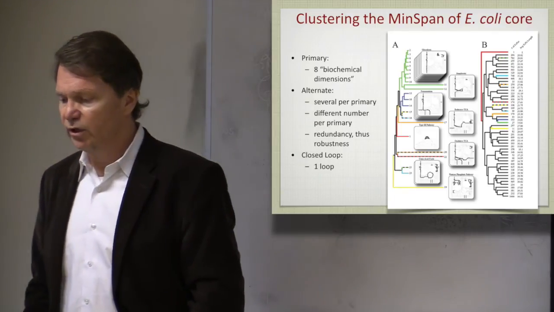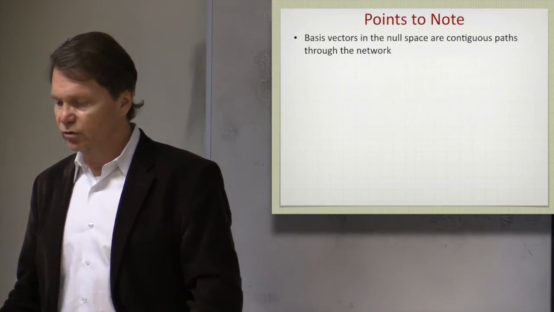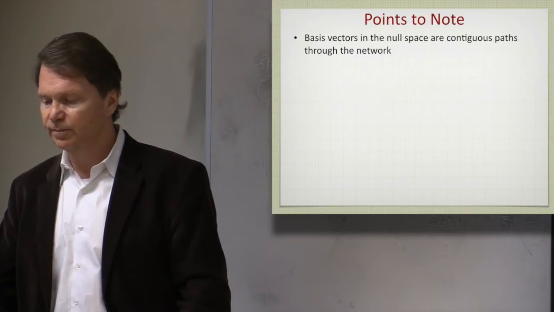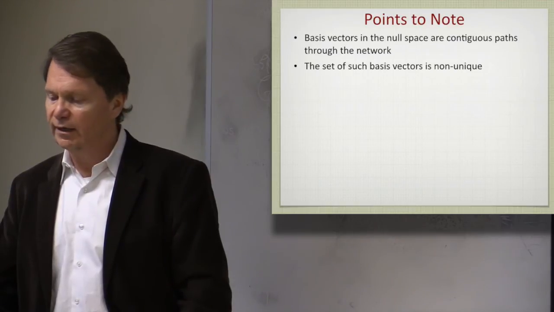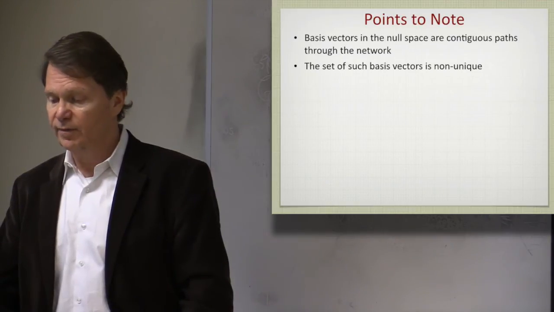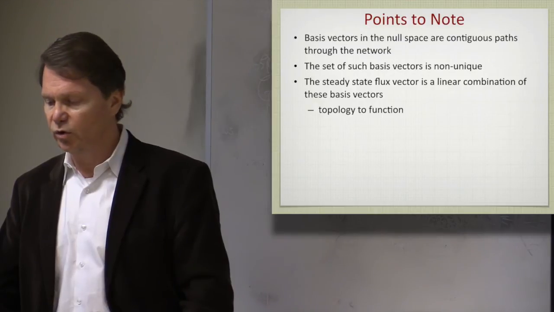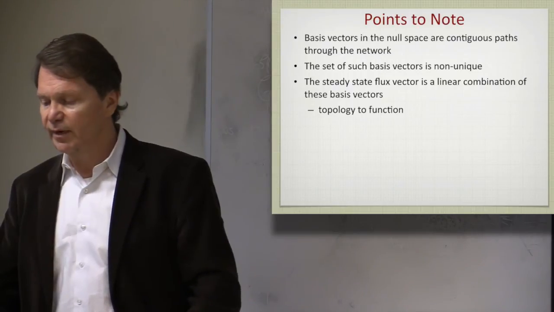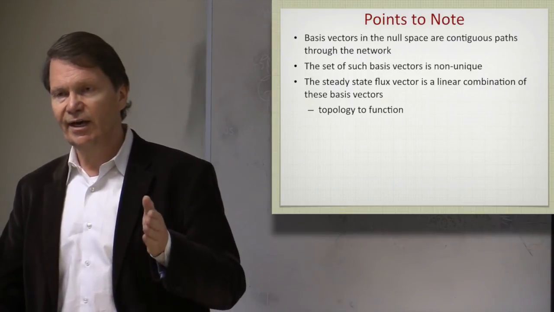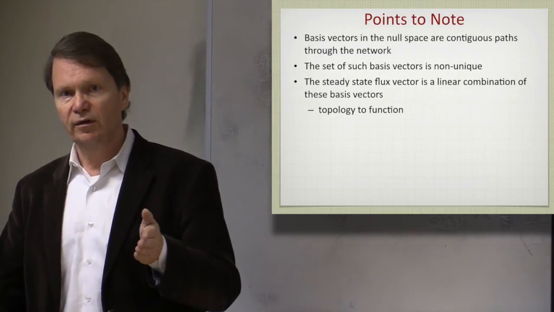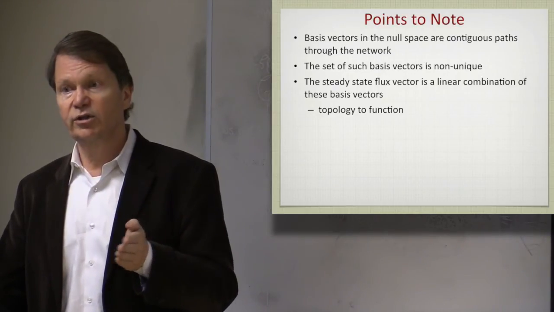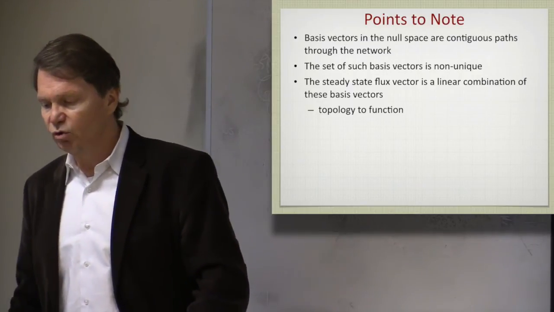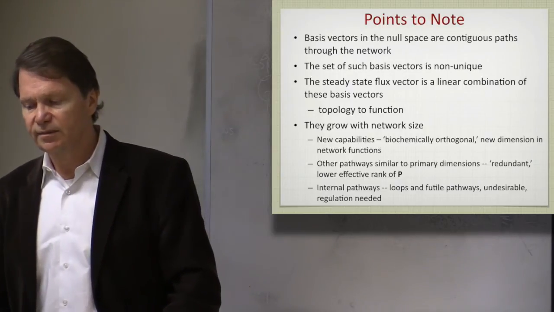So there are some points to note here. Pathway vectors are a contiguous path through a network, and this is a characteristic of incidence matrices. You can mathematically define a bunch of such basis vectors, and they are non-unique. The steady-state flux vector will always be a linear combination of these basis vectors. And this is the relationship between topology and function. Remember, we talk about a network having one topology but many functions, and these basis vectors provide you that relationship. They tend to grow with network size.